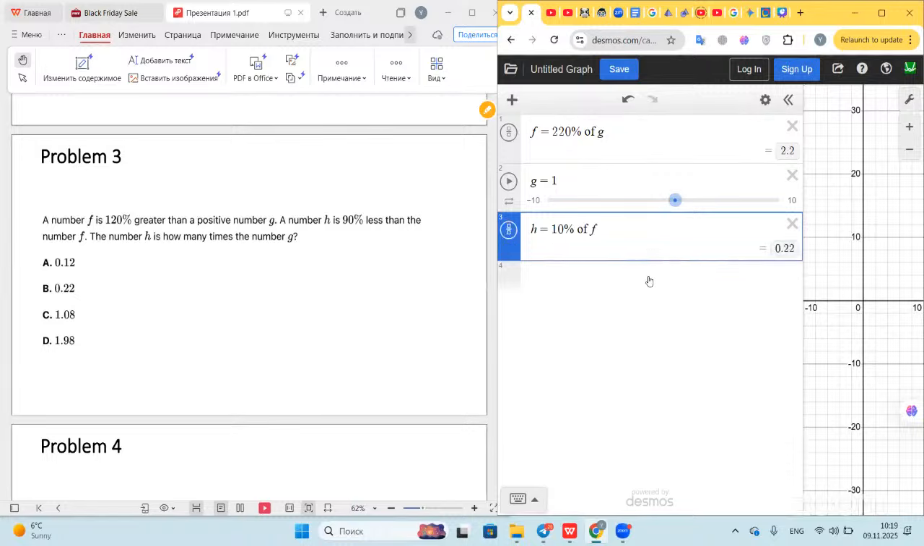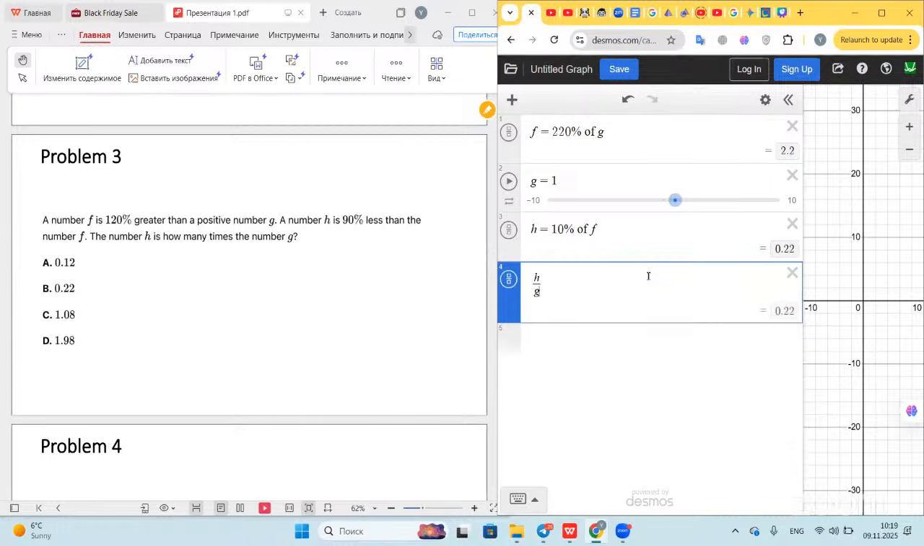Okay, we are asked, h is how many times g? It means you're asked to find h divided by g. So that one will be the answer. Guys, is it clear?